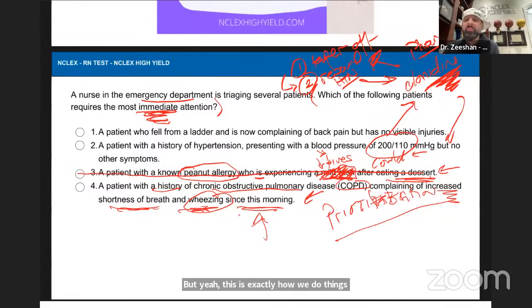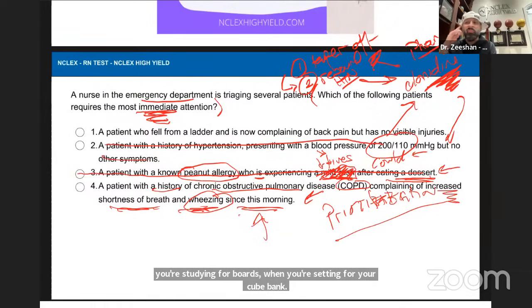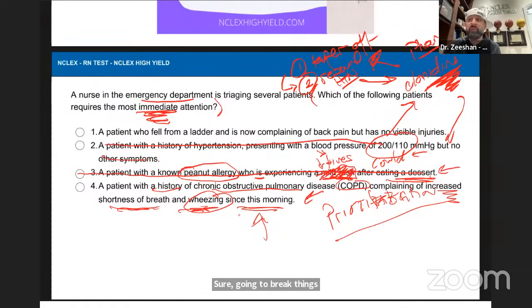So now a patient who fell from a ladder. Okay, so we decided we're going to stick with 4 out of 5. Have we come to a consensus on that? Cool, perfect. Nonetheless, when you're studying for boards, when you're studying for your Q bank, you're going to break things down just like that. I want you to think one step further and one step further.